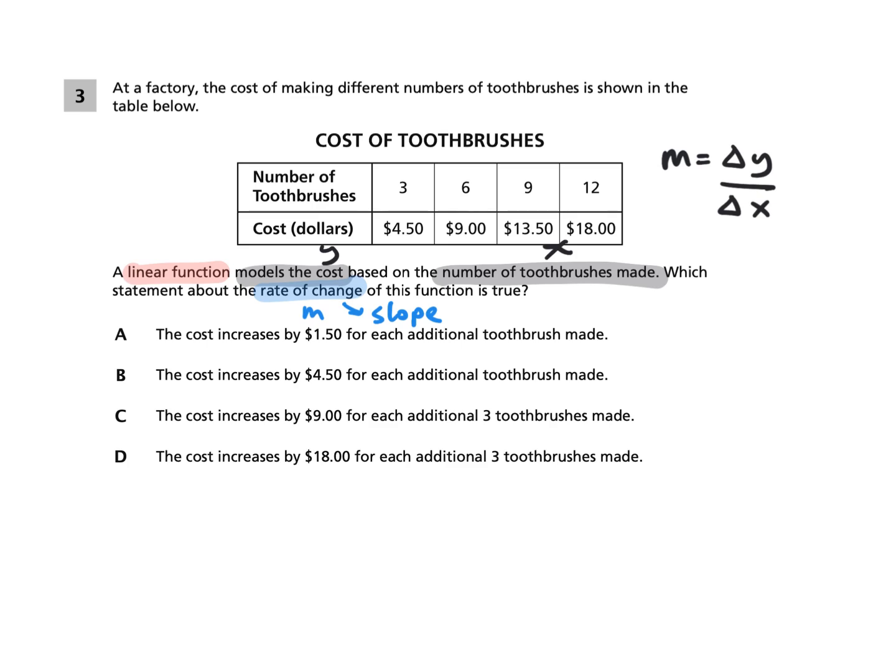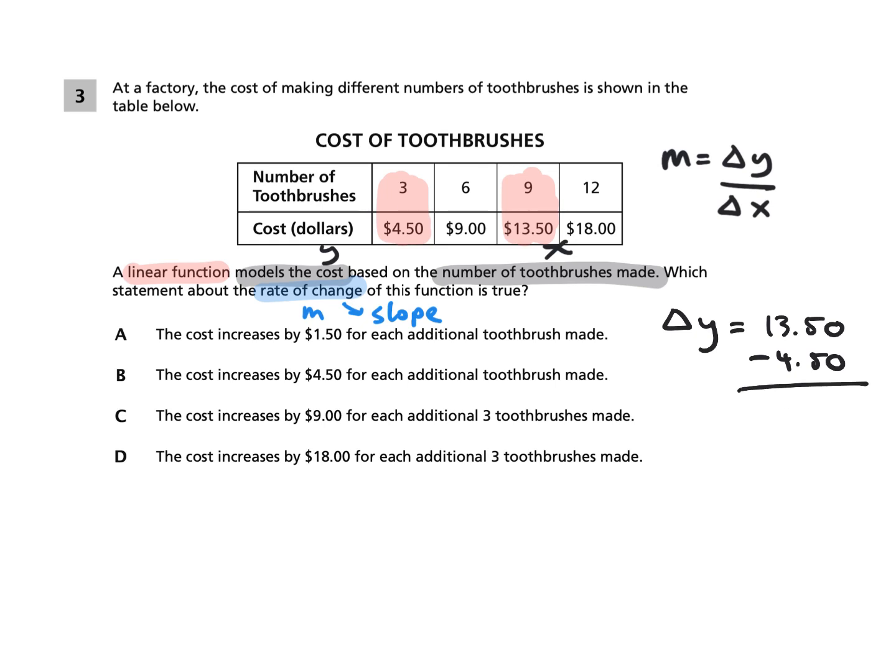So now we're going to pick 2 points, and I'm going to pick these 2 points. I'm going to pick 3, 450, and 9, 1350, but you could pick any 2 points. What I'm going to do first is find the change in y, which is 1350 minus 450. I'm just writing it vertically because I have no real room. You can write it horizontally if you want.